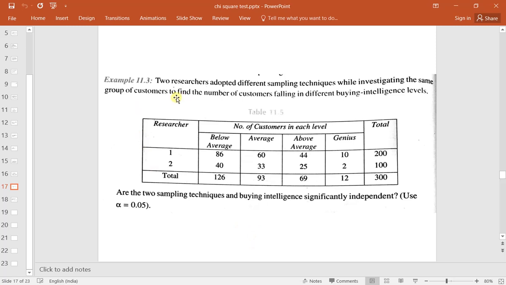solution. Here you can see two researchers adopted different sampling techniques while investigating the same group of customers to find the number of customers falling in different buying intelligence levels. Okay, so everybody will have their own buying intelligence level. So if you want to buy something, you will have your own kind of research before deciding from which company, which brand product you want to buy. So that is what is called the buying intelligence level.